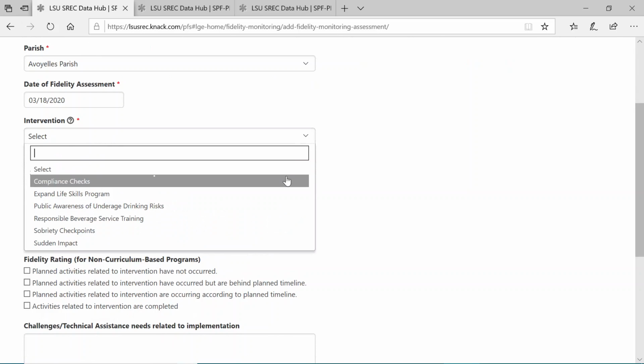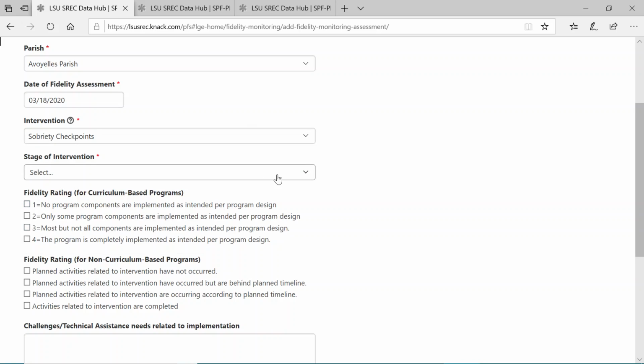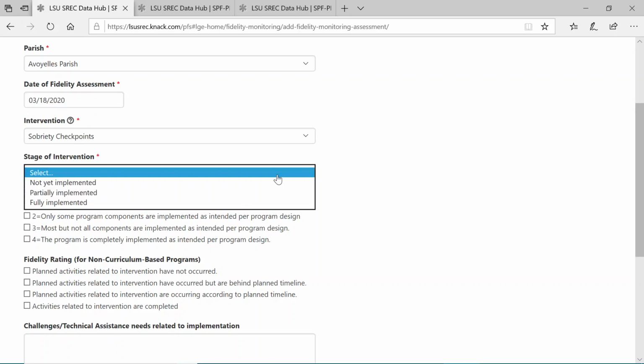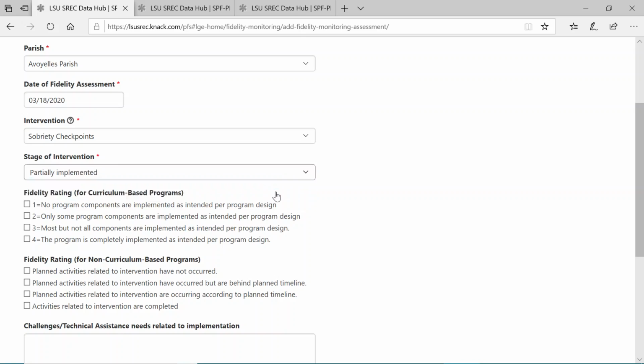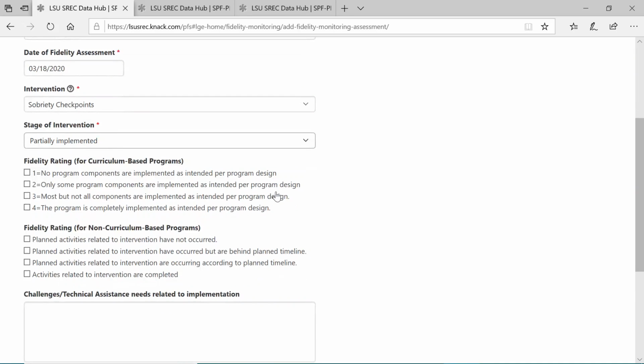So that was our plan for our sobriety checkpoints. But let's say the Memorial Day checkpoint went off without a hitch, but we just didn't have staff for the 4th of July, and our planning is going well for Labor Day. It looks like Labor Day is going to be on. So first it's going to ask us the stage of the intervention. We're going to say it's partially implemented. It hasn't all been done, and not all the pieces have come together.